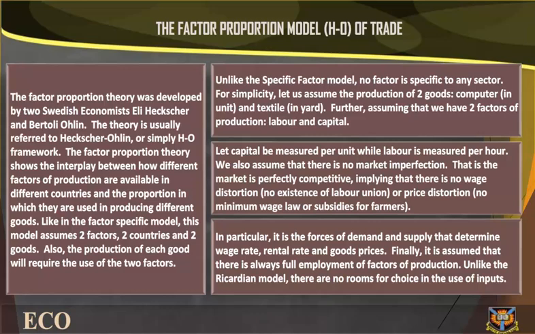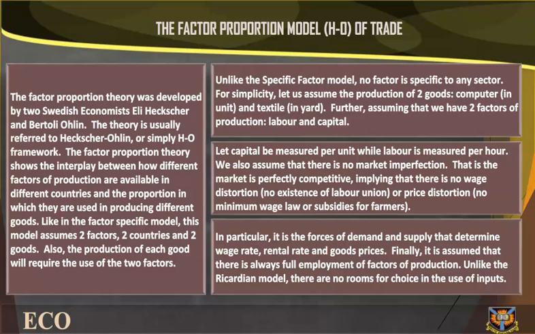We also assume that there is no market imperfection. That is, the market is perfectly competitive, implying that there is no wage distortion, no existence of labor union or price distortion, no minimum wage law or subsidies for farmers. In particular, it is the forces of demand and supply that determine wage rate, rental rate and goods prices. Finally, it is assumed that there is always full employment of factors of production.